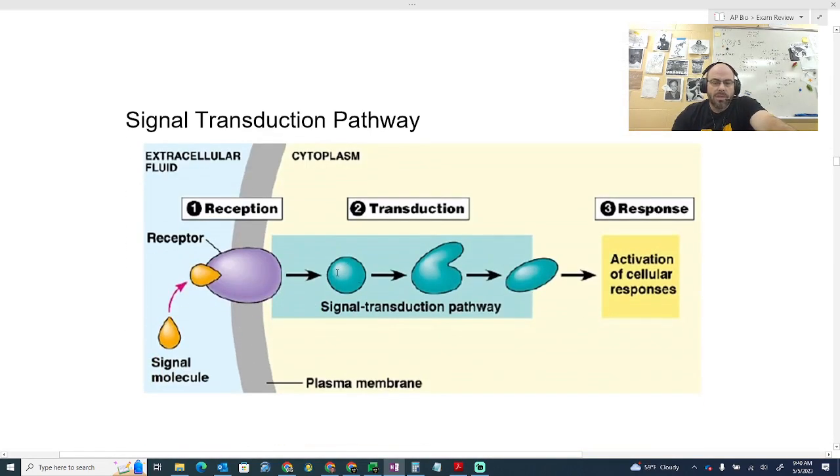Transduction has to do with all the pathways between reception and response. Usually in a cell, it's going to be a series of proteins. That's what this is showing. You have these different proteins that are changing shape in order to do a thing. And so that's basically a relay pathway, is the way to think about it.